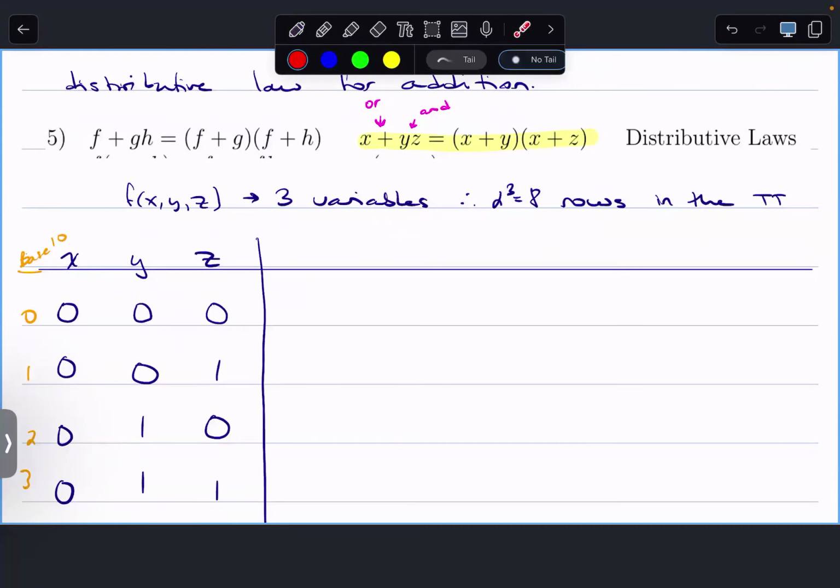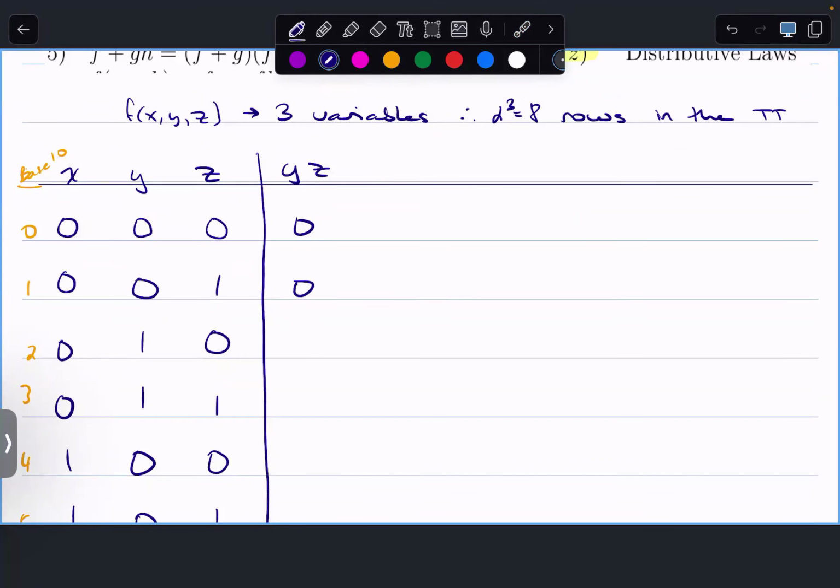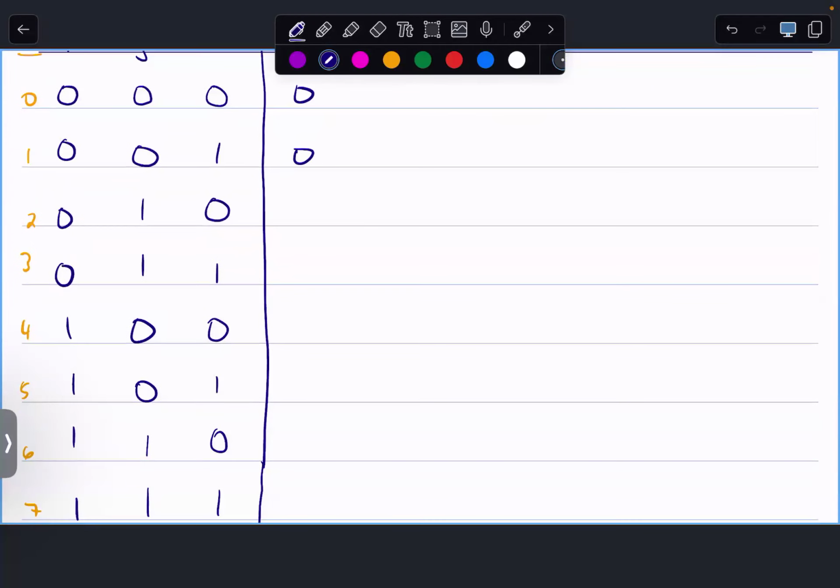So x plus y times z. So I have x, I have the truth values for x already, all the possible values for x, and I want to make a column for y times z. Just in Boolean multiplication, I'm going to make y times z. Now 0 times 0 is 0. 0 times 1 is 0. Boolean multiplication is nice because it just is exactly what you think it's going to be, right? There's no curveballs. 1 times 0 is 0. 1 times 1 is 1.